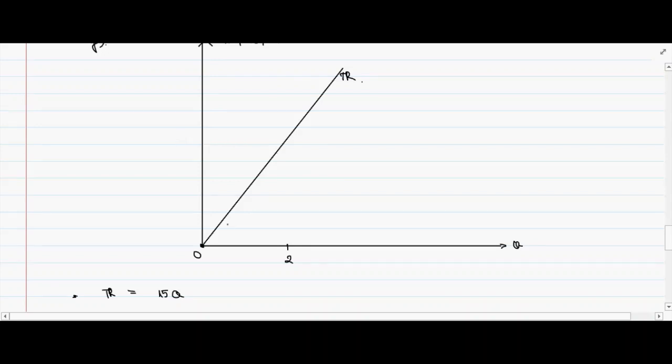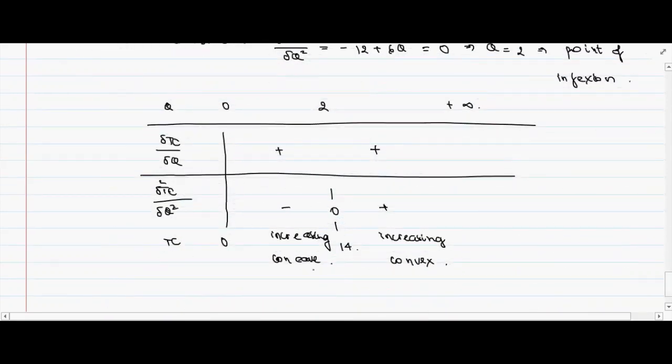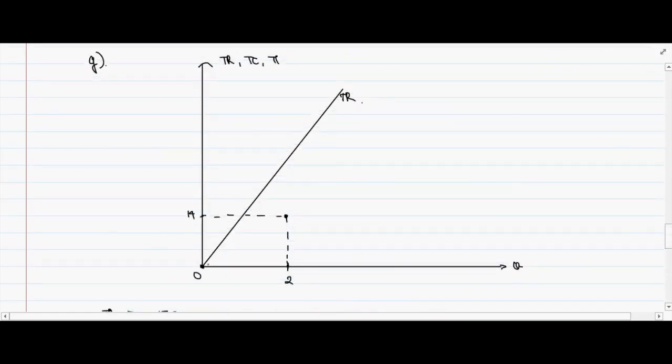Okay, I'll make it 14. Okay, so that is the inflection point. Now, for any quantity smaller than 2, the function is increasing and concave. It's going to be like this, going from 0, increasing and concave like this.